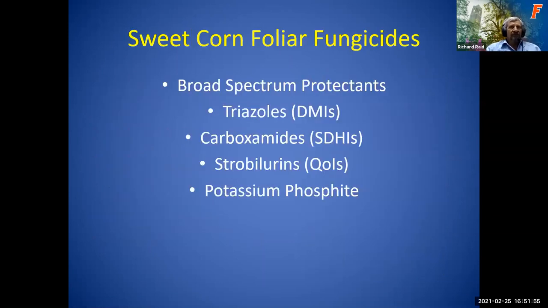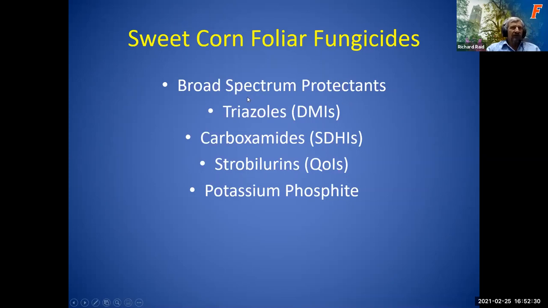Now we have a number of groups of fungicides that are commonly used on sweet corn. And I've listed those here. We have what we call the broad spectrum protectants. These were the old standbys that have been around for decades: chlorothalonil, Maneb, sulfurs. When I first came to the Glades, those were really the only fungicides that we had of any significance on corn. However, over the years, we've got a lot of new chemistry.